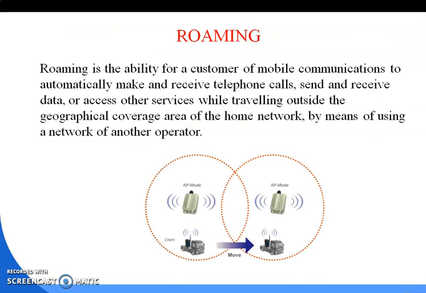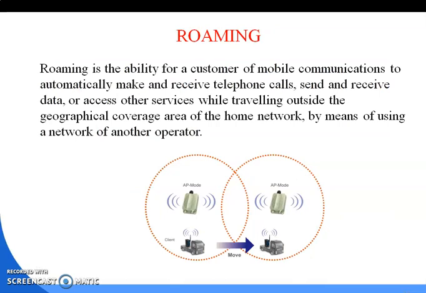Next we come to roaming. Everybody is aware of roaming. What is roaming? Roaming is the ability for a customer of mobile communication to automatically make and receive telephone calls, send and receive data, or access other services while traveling outside the geographical coverage area of the home network, by using the network of another operator. So this is the roaming system.